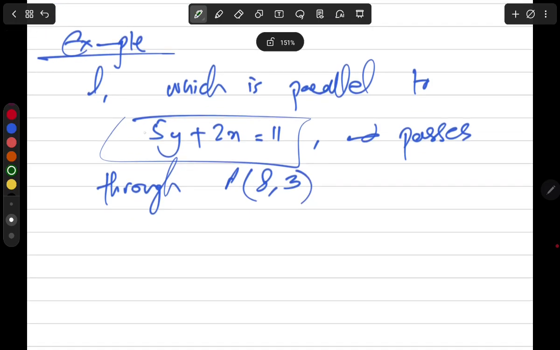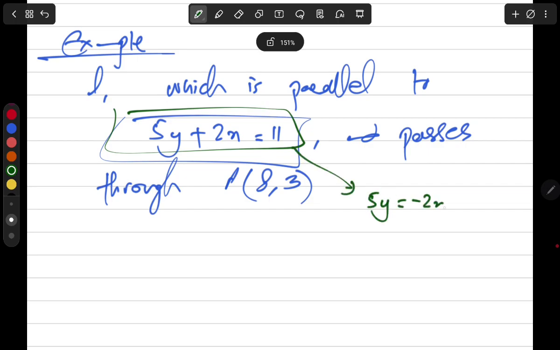So what do we do? First of all, you know that there is a particular line here, so let's find out what its gradient is going to be. So this is going to be 5y equals negative 2x plus 11, or y equals negative 2 upon 5 x plus 11 upon 5.